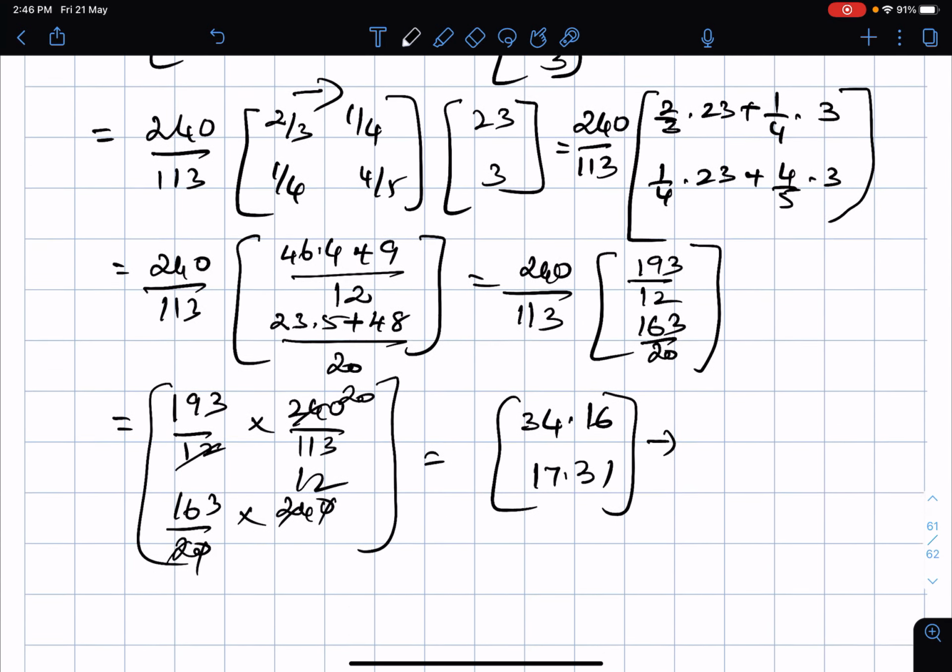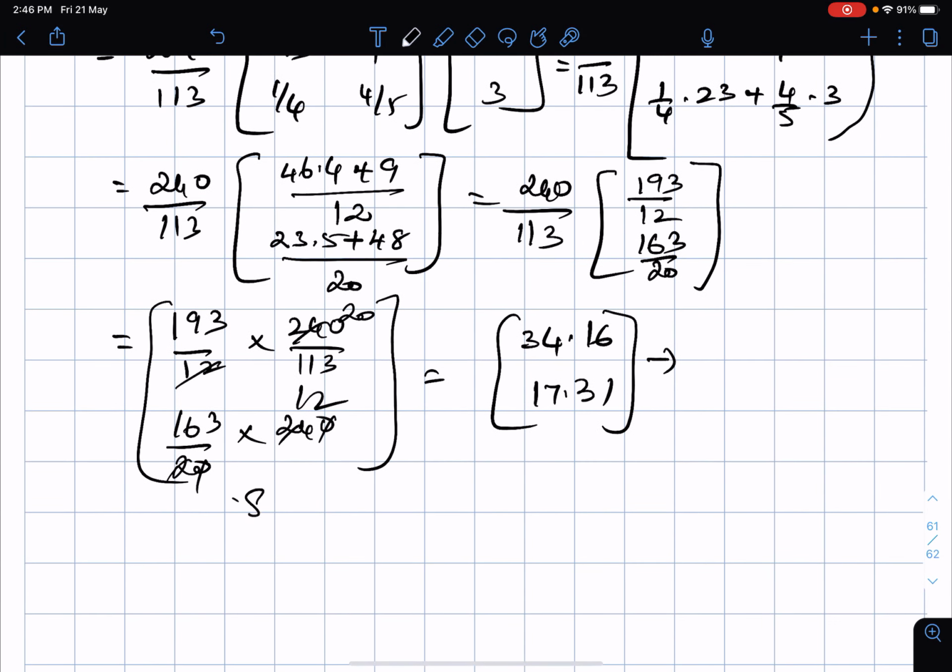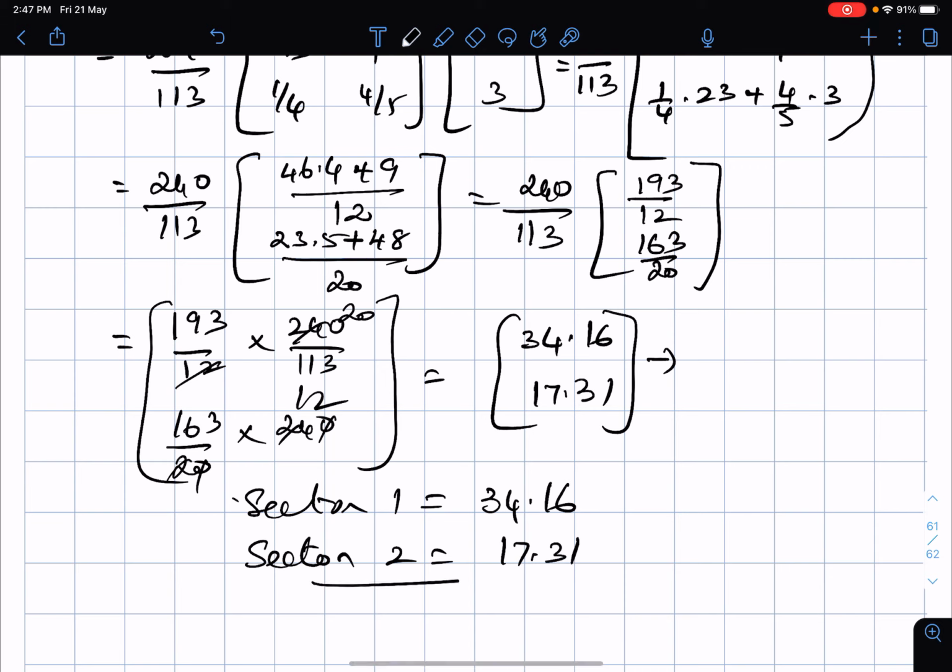So you can write the answer as sector 1 equal to 34.16 as gross output, and sector 2 as 17.31 as gross output. That is your final answer.